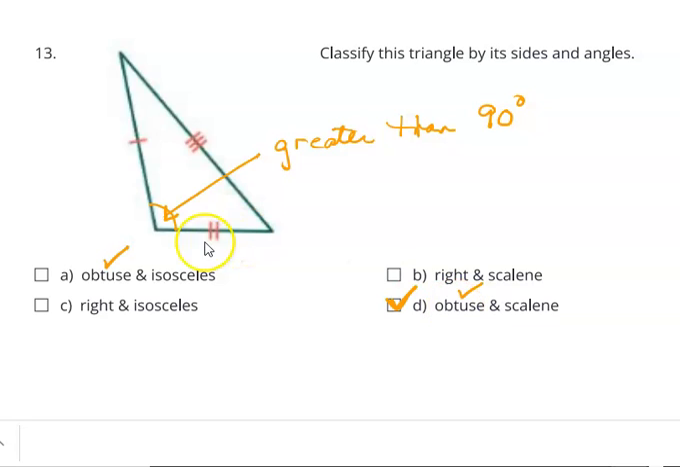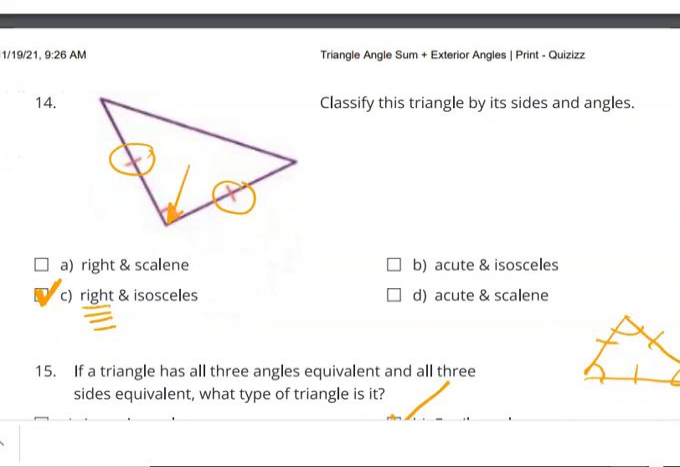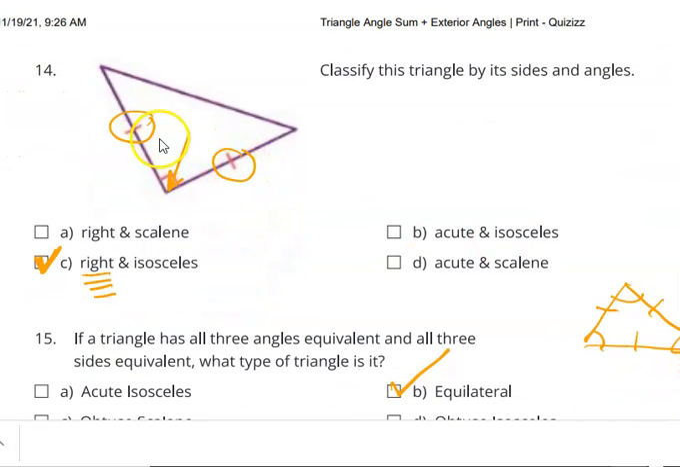Okay, this next one, I see that the different sides have different markings. So that indicates that it is scalene. So I can either have this answer or this answer. Then I look at this angle right here, and I see that's greater than 90. So really, obtuse scalene is the expression that best describes this triangle. Okay, a couple of more classifications. Okay, here I have a right angle, and I have equal sides. So that makes this right isosceles.